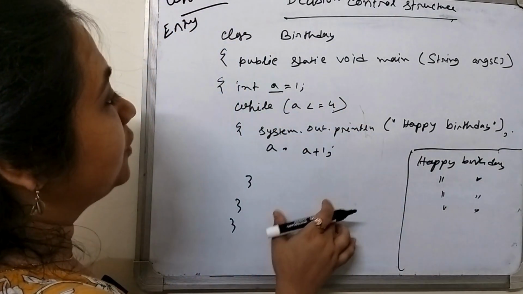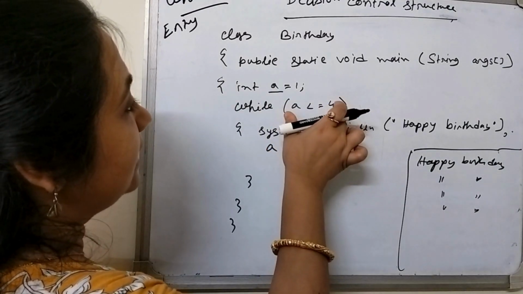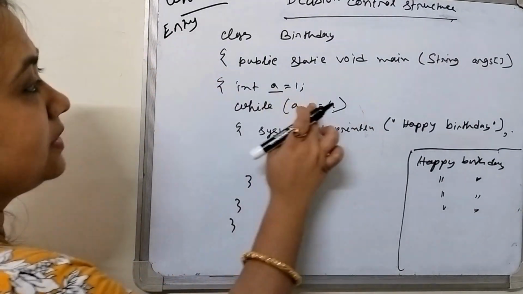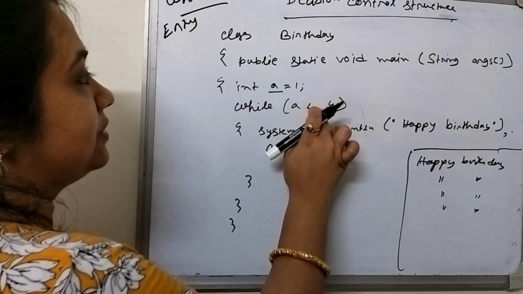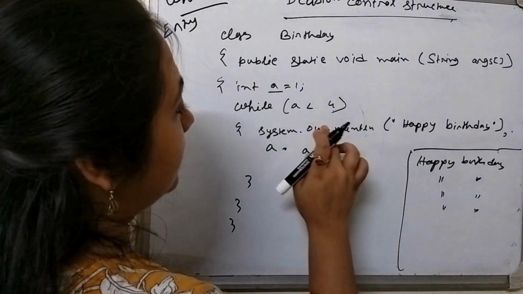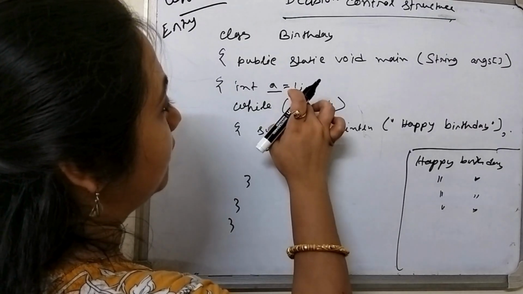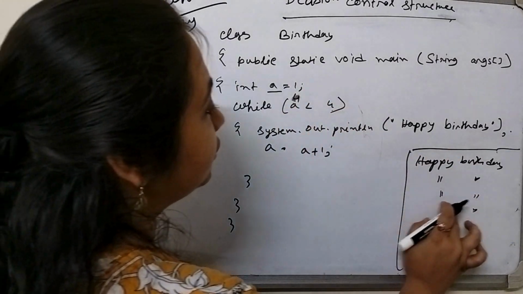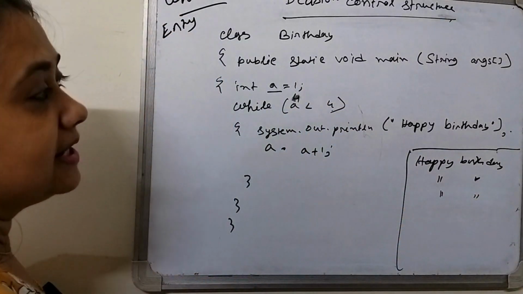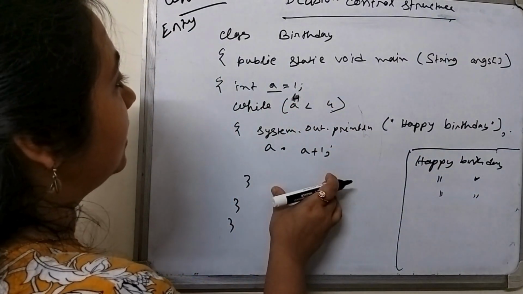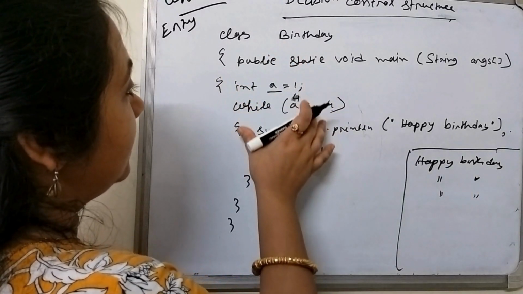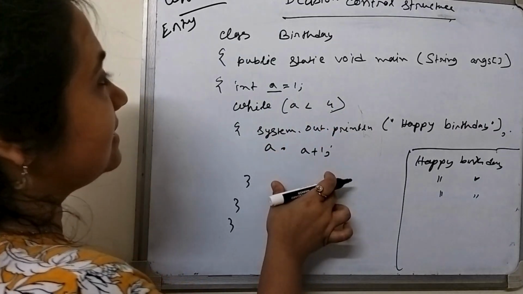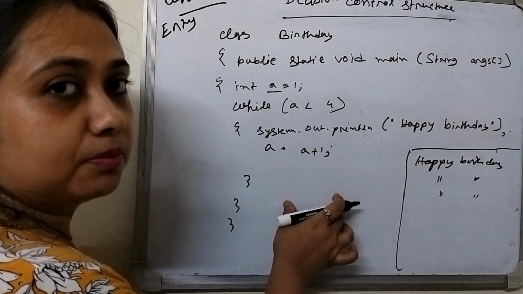So in this while loop the condition is checked before entering the loop. So this is known as the entry control loop. Suppose we do not give the equal to sign. What will happen? After 3 times it will be 4. When it is 4, the condition will not be satisfied. So 3 times this happy birthday will be executed. So this is known as the entry control loop, because the condition is checked before entering the loop.